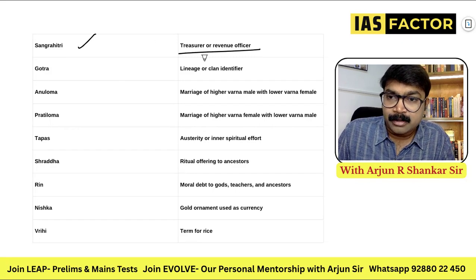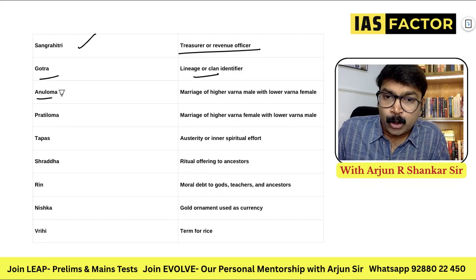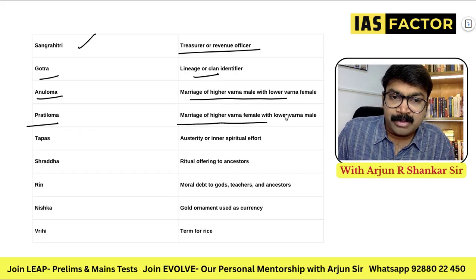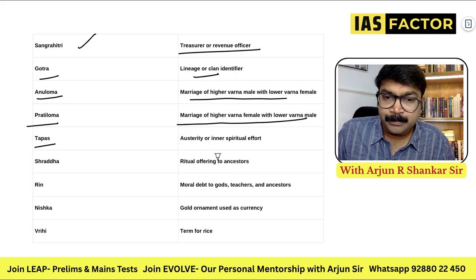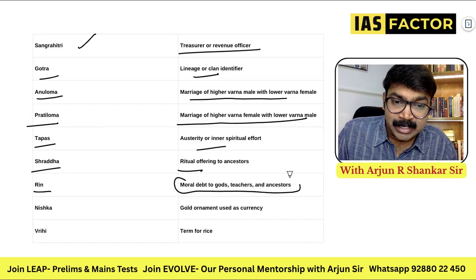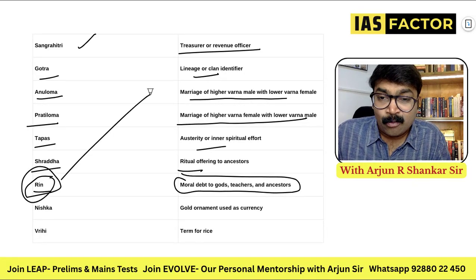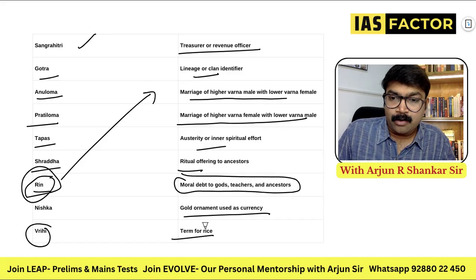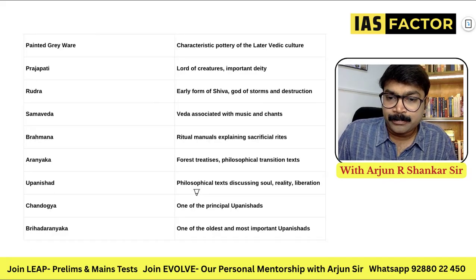Sangrahitri, treasurer. Gotra, lineage. Anuloma, marriage of a higher Varna male with a lower Varna female. Pratiloma, higher Varna female with a lower Varna male. Tapas, tapasya. Shraddha, offering. Rin is a moral debt to God, teacher and ancestors. This concept can be asked in the exam. What is the concept of Rin? Nishka is a gold ornament used as currency. Vrihi is rice. Always remember, Vrihi is rice.